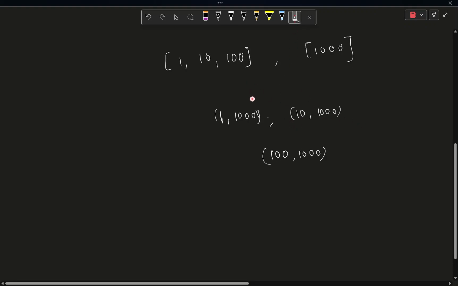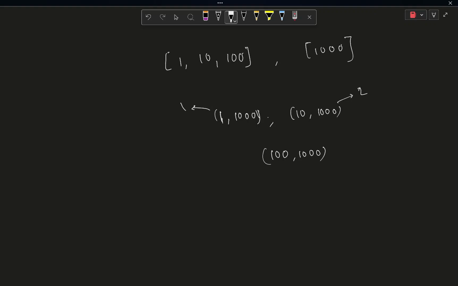So here, the longest common prefix in this pair is 1. The second pair has a longest common prefix of length 2, and the length of the longest common prefix in this third pair is 3. Like 100 and 100 are both common prefixes to both of them, so the length is 3. You have to return the maximum length of any of the common prefixes you found, of all the common prefixes you found in all the pairs.